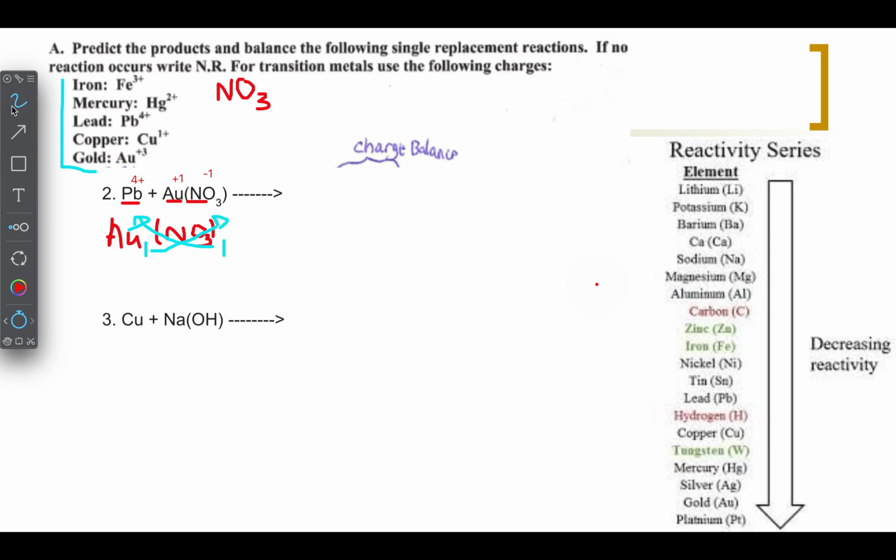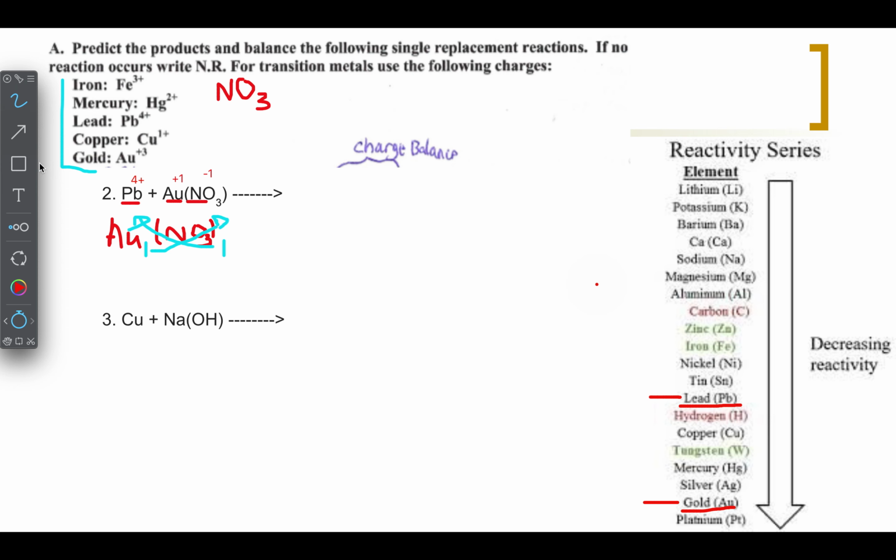So here we go, over to lead, and then we have gold. And we see that the new girlfriend, the single, is going to be a higher reactivity than the couple, right? So the new girlfriend is hotter than the current girlfriend. So we are going to continue with our reaction.